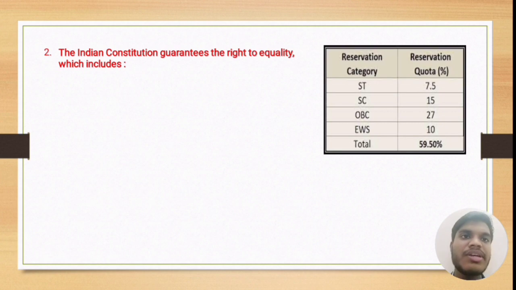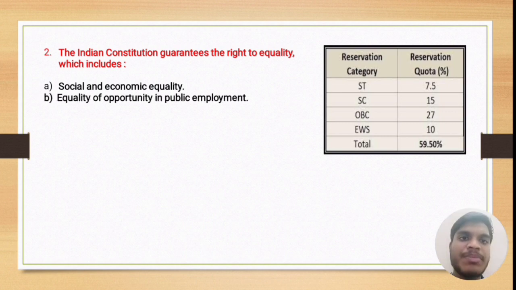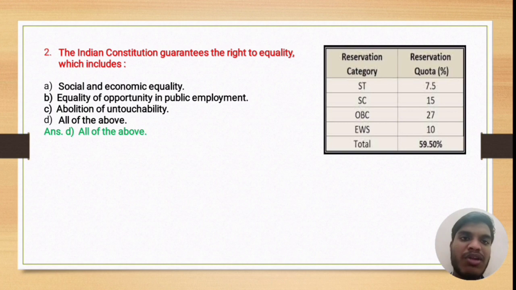Next, the Indian Constitution guarantees the right to equality, which includes option A, social and economic equality. Option B, equality of opportunity in public employment. Option C, abolition of untouchability. Option D, all of the above. And the answer is option D, all of the above.